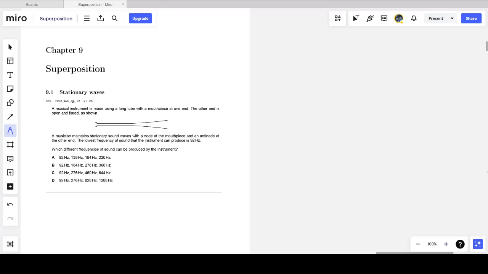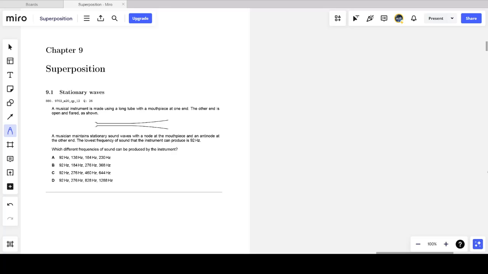We're told that a musical instrument is made by using a long tube with a mouthpiece at one end, and the other end is open and flared as shown. The musician maintains stationary sound waves with a node at the mouthpiece and an antinode at the other end. The lowest frequency of sound that the instrument can produce is 92 Hz, and we want to know what the other frequencies that can be produced by the instrument are.